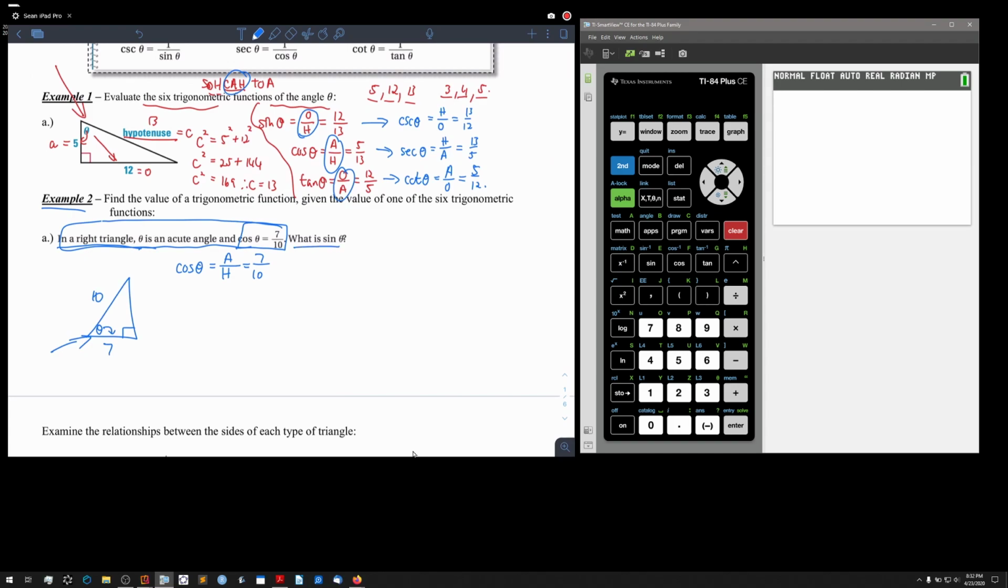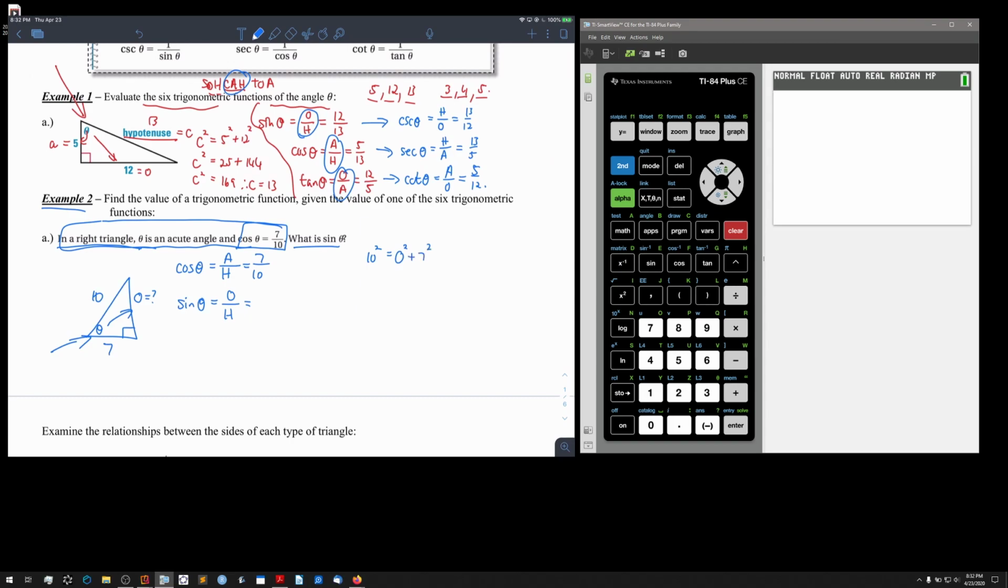And then it said, what is sine of theta? Well, sine theta is opposite over hypotenuse, okay? And then I say, well, what is it? From the perspective of theta, the opposite side is this. So the opposite side is this, but we don't know what it is. So now what I have to do is do the Pythagorean theorem again, just to find the missing side, okay? And so all you do is go over here and say 10 squared equals the opposite side squared plus 7 squared.